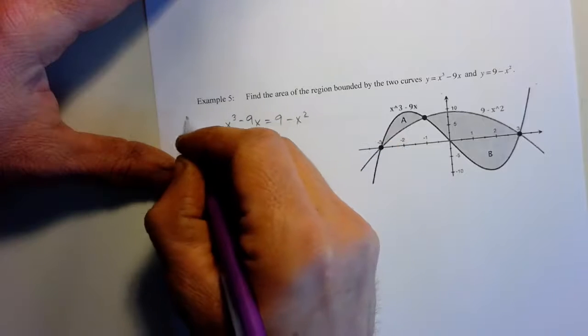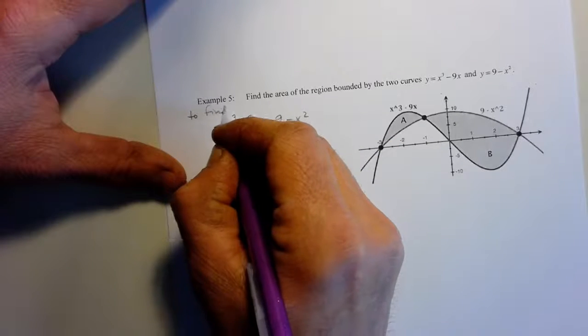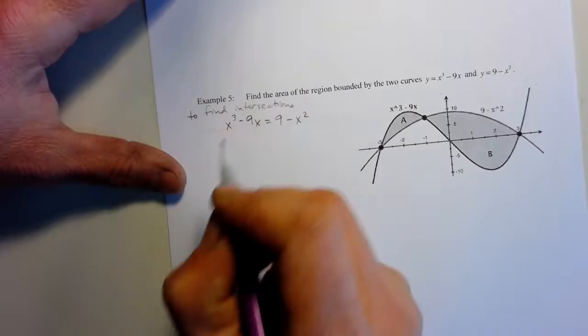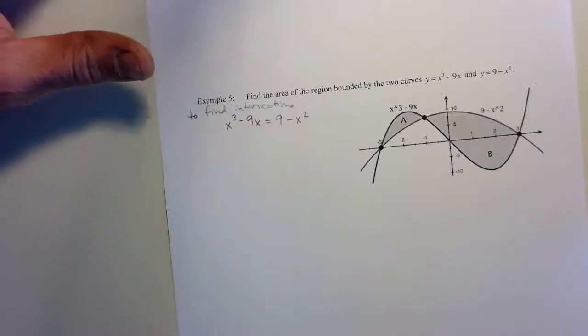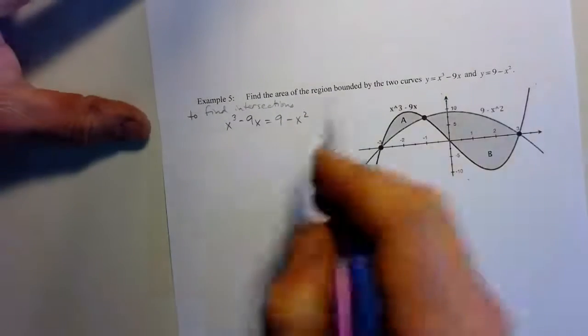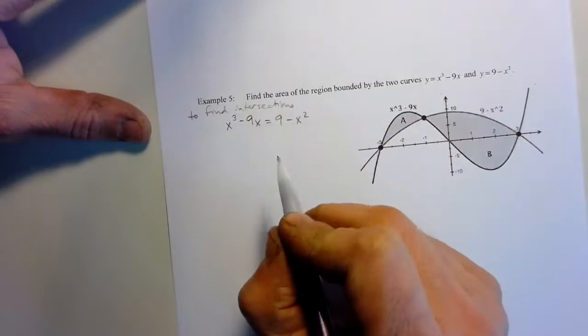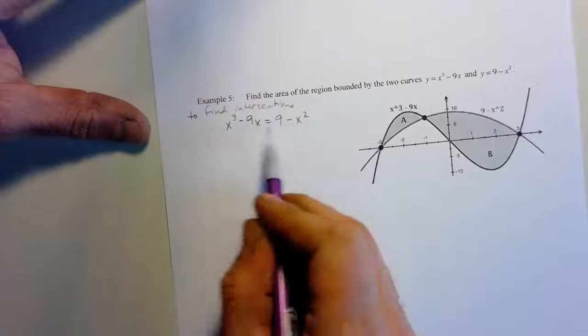So to find intersections, let's say you can't really see it on the graph. This is just how you would find the intersections. You set the two equations equal to each other. I just basically set this equal to y, that's equal to y, so they're equal to each other.